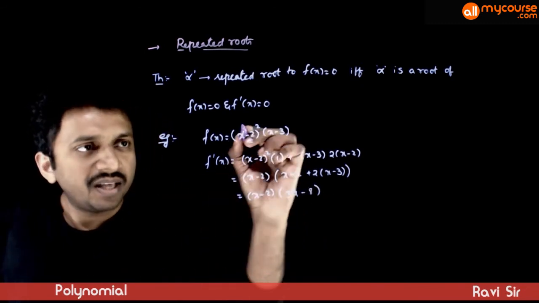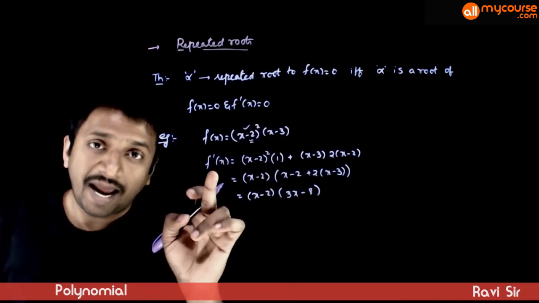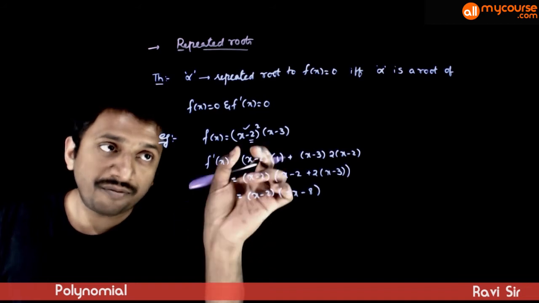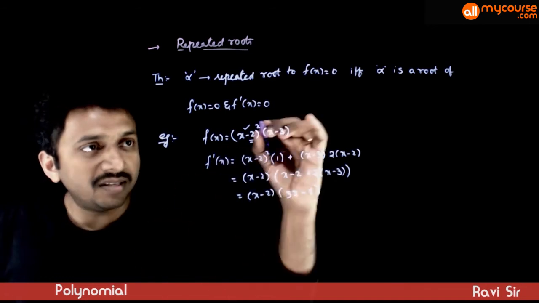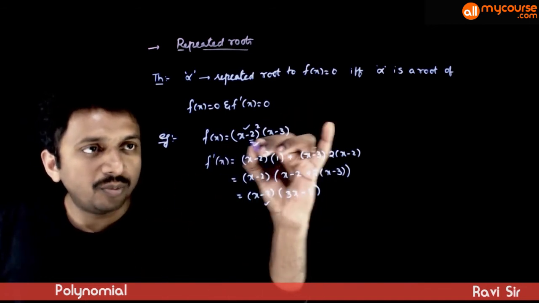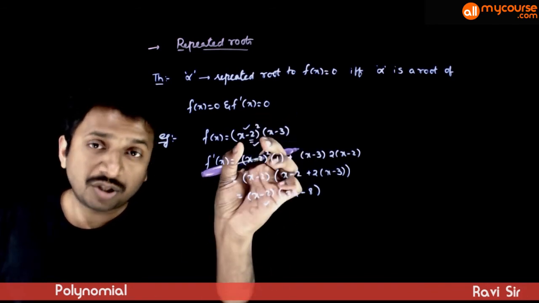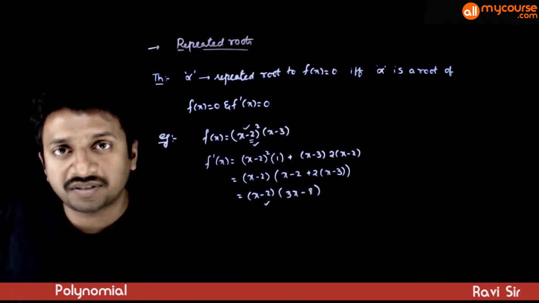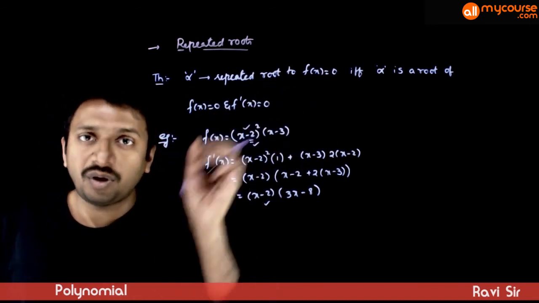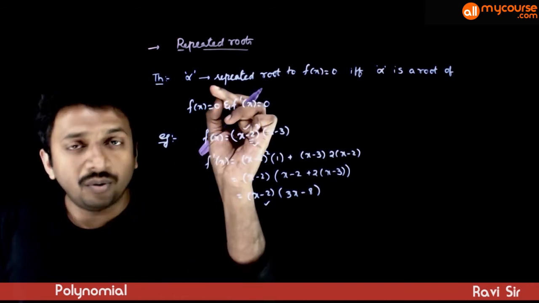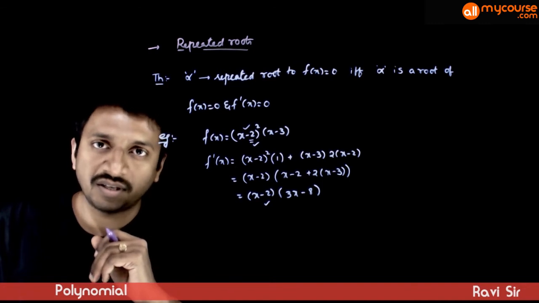So as you can see, x minus 2 is a double root of f of x, and you can see that this factor x minus 2 is repeated in f dash of x is equal to 0 also. That means 2 is a common root to both f of x and f dash of x. So this 2 is a repeated root to f of x is equal to 0. So whenever alpha is a repeated root to f of x is equal to 0, that root will be a common root to both f of x is equal to 0 and f dash of x is equal to 0.